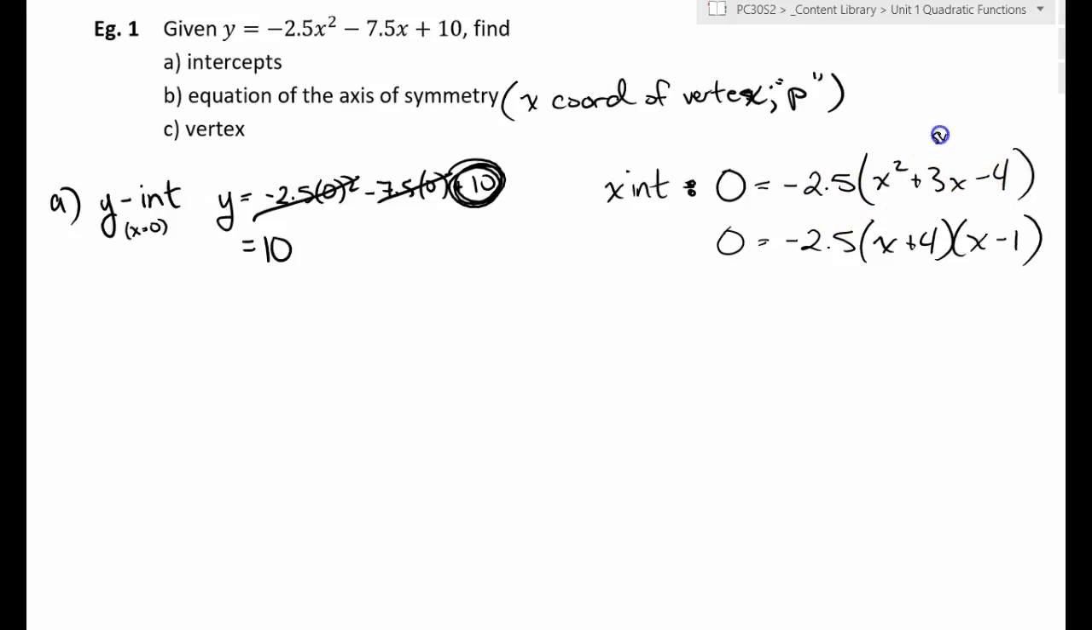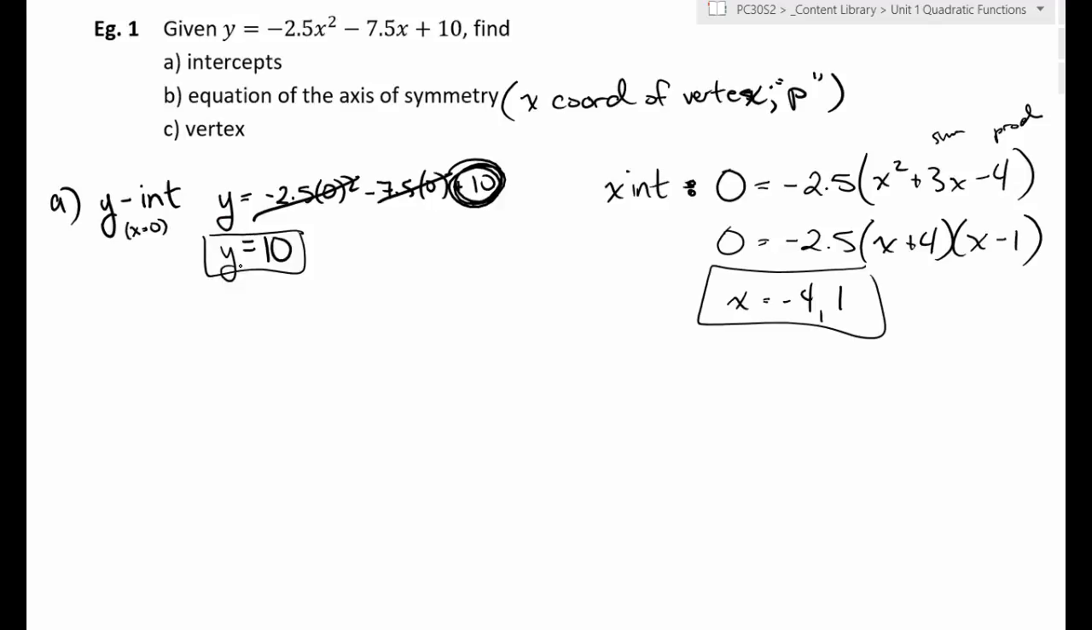Remember, sum and product. From here, that means that x must be -4 or it can be +1. So there we go. Those are my intercepts. Done and done. Not so bad, right?